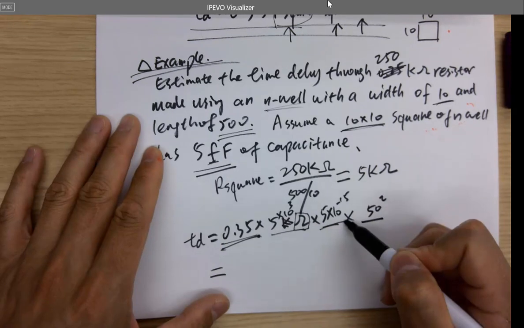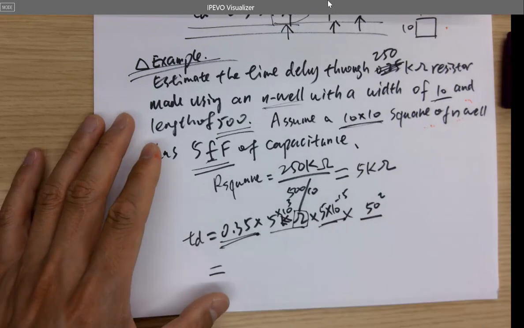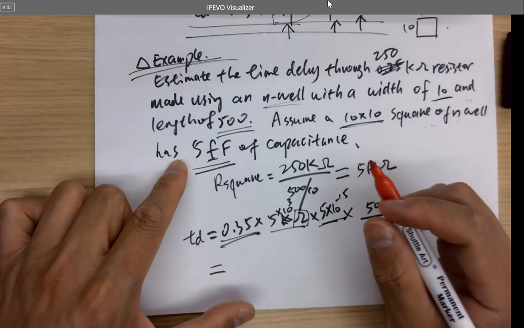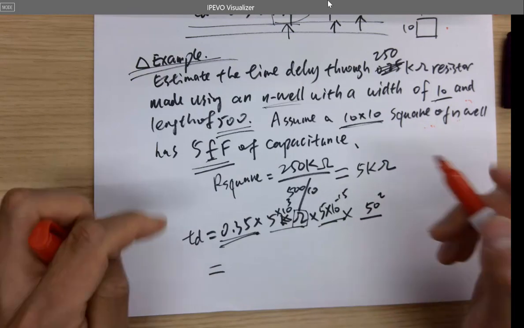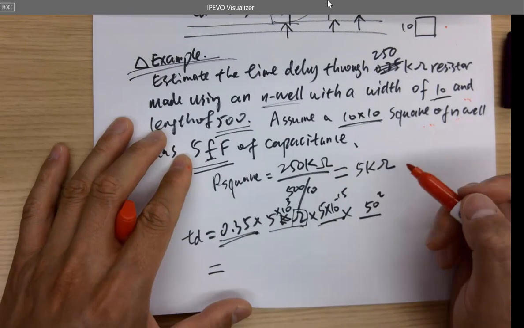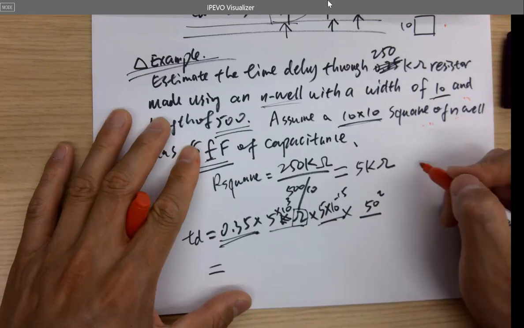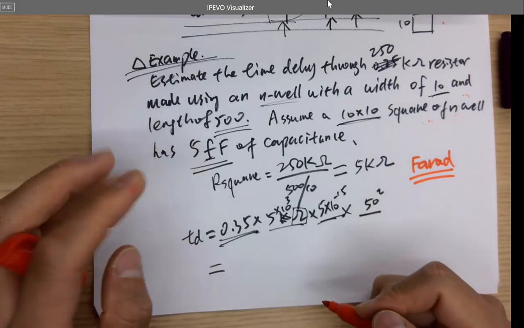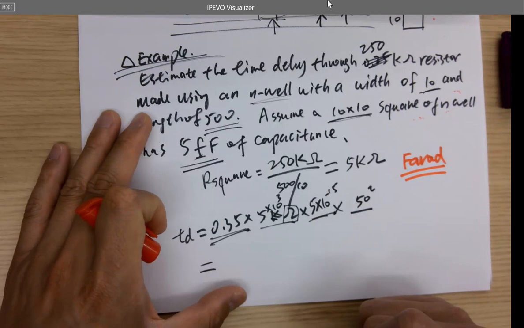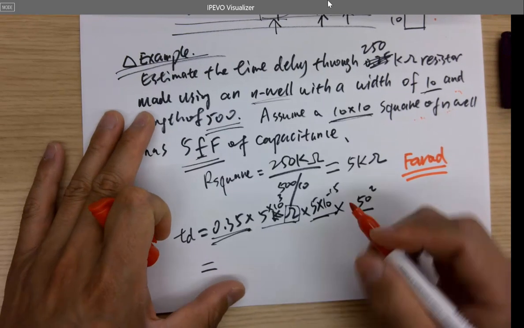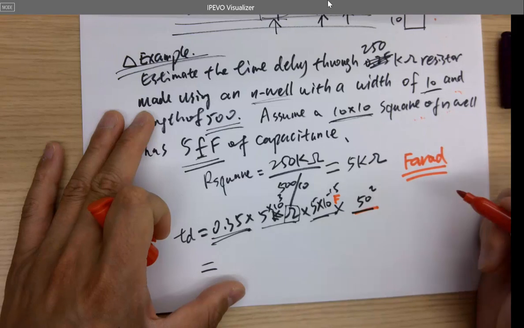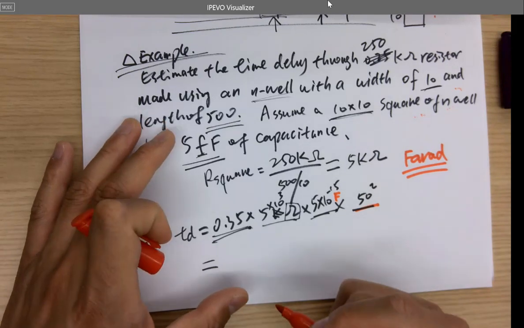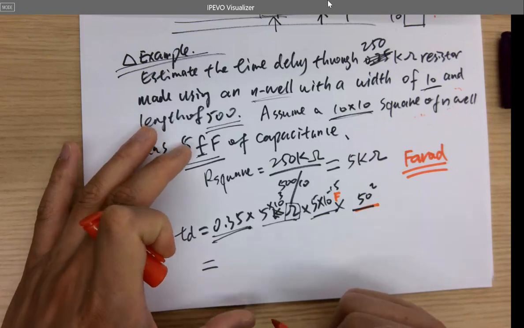Is there a unit for this guy? Yes, femto. No, Fahrenheit. Farad. What is Fahrenheit? Fahrenheit is temperature. Farad, sorry. Right. Femtofarad. What is this? No unit, right? Just a number. How many?